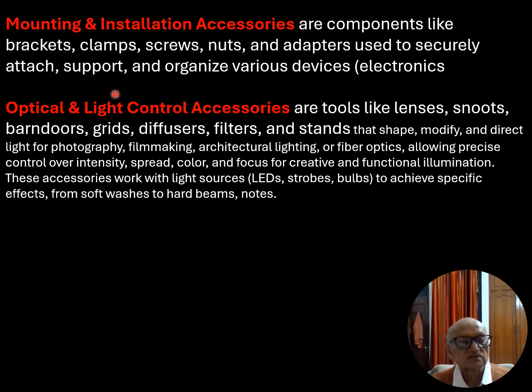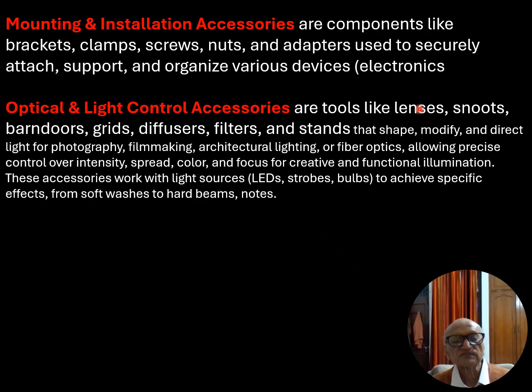Now we'll be discussing some more accessories that are not so important. These may be brackets, clamps, screws, nuts, and adapters used to securely attach, support, and organize various devices. The second category is optical and light control accessories, things like lenses.